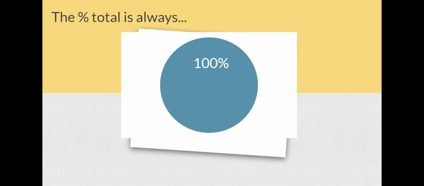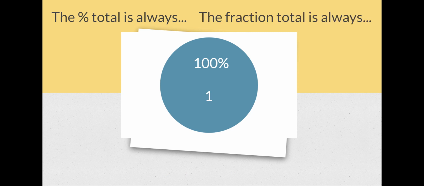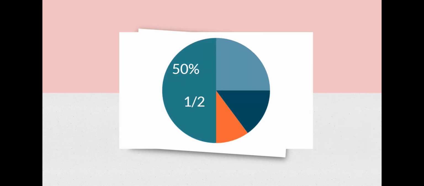Welcome to pie chart. A pie chart is always represented as a circle cut into several pieces, but you always need to remember that the percentage total is always 100%. And when it's represented as fractions, then the total fraction is always 1. To put it into perspective, let's see this example.